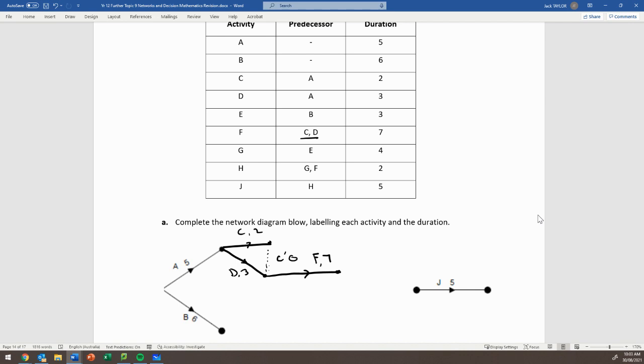All right, we had E down here coming off of B. We had G coming off of E. I'm also going to connect it up to here because H comes off of G and F. And that connects up to J.